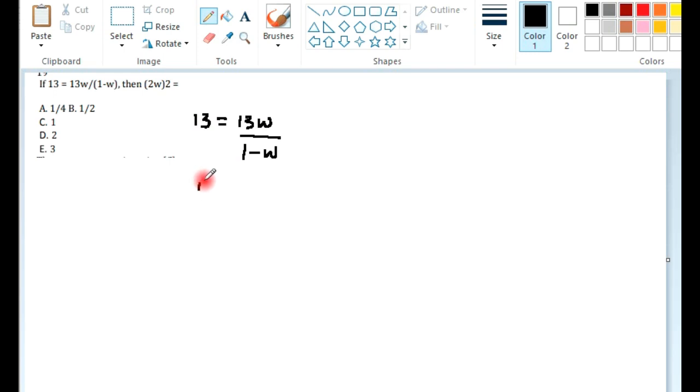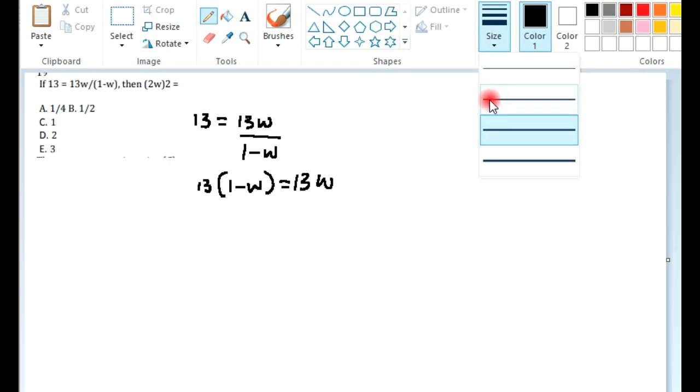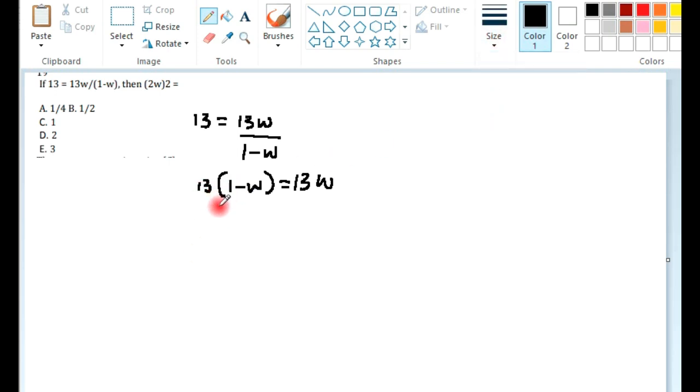We have 13 into 1 minus w, right, is equal to 13W, right? So what can you see? You can multiply both sides, but you can multiply through by 13. So we have 13 minus 13W should be equal to, on this other side we should be able to get 13. Are we right? 13W also.